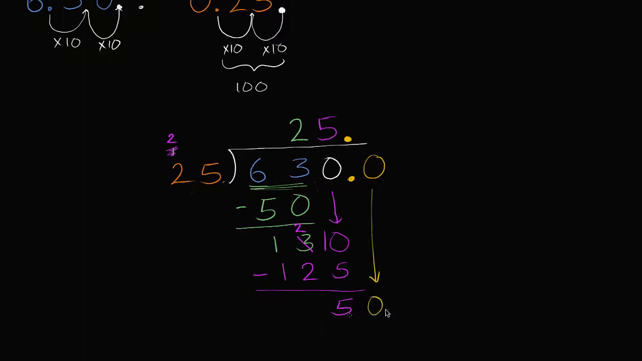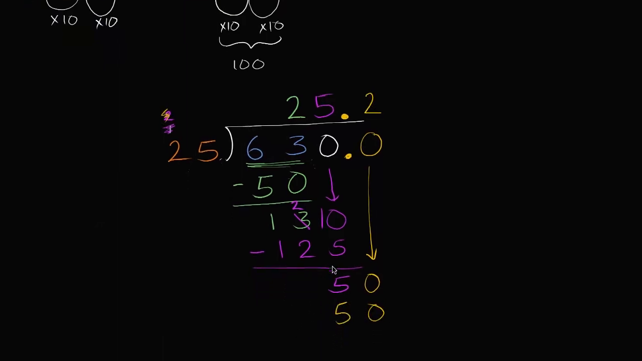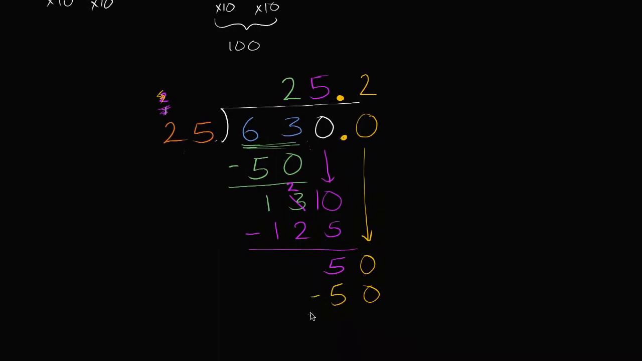And we have 50. How many times does 25 go into 50? And let me scratch this out so we don't confuse ourselves later. 25 goes 2 times into 50. 2 times 25 is in fact 50. And so now we can subtract. And we now have a remainder of 0. And there's nothing left to bring down other than zeros. And we have a remainder of 0. So we are done dividing completely. You take 630 divided by 25, it's 25.2.